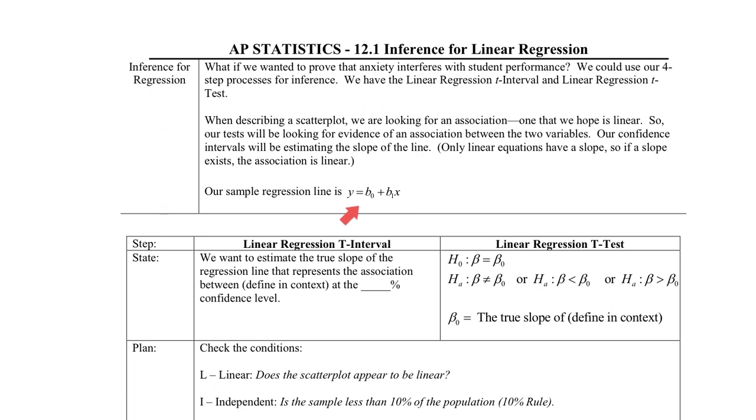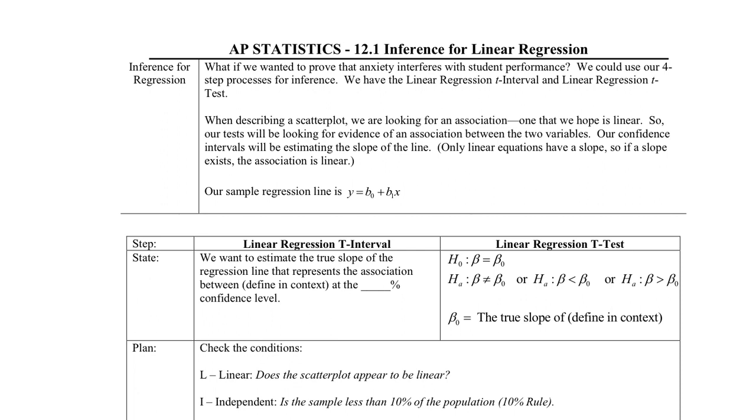Just remember our regression lines. I don't know why they've written it this way because I think this is actually the way it is on the formula sheet, but I'm going to double check. So yeah, let's see, we want to prove that anxiety does interfere with student performance. So we want to look at the strength of a correlation, which also has a relationship to slope. We learned this a long time ago, I believe in chapter 3. So we're going to do a lot of chapter 3 review here as well.